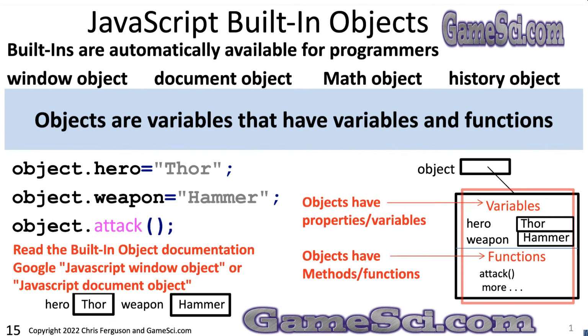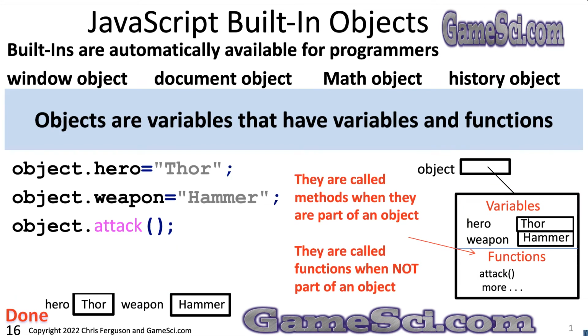Different object-oriented programmers have different terms for these. They won't always be properties. Sometimes they call them attributes. Won't always be methods. Sometimes people call these actions or behaviors. There's lots of different terminology. Just start getting used to it. Read the built-in object documentation. Google JavaScript window object or JavaScript document object to learn more about these two built-in objects.